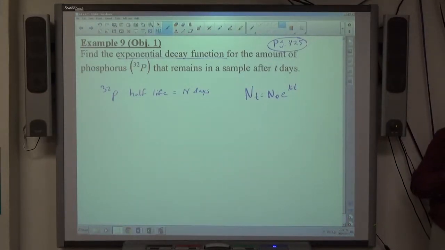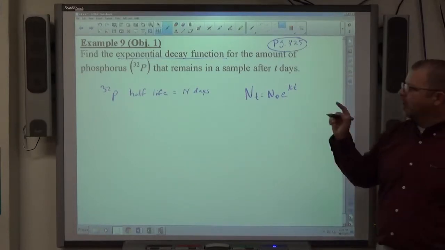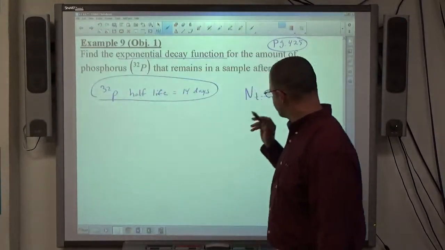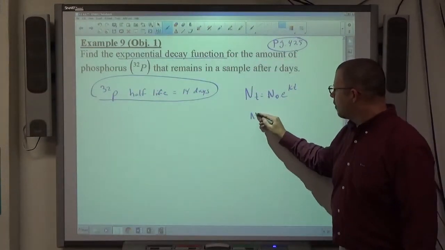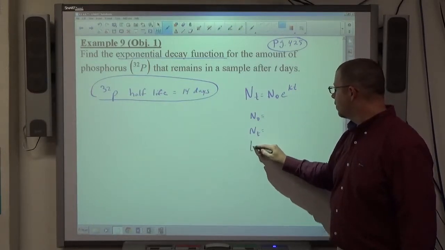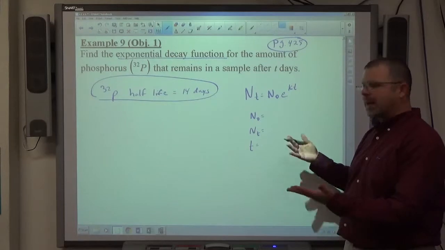The issue here is they didn't tell me anything, right? They gave me nothing. They didn't give me a time, a final amount, an initial amount, anything like that. So when they don't do that, if you're dealing with a radioactive material and you know its half-life, this is how you can figure out some stuff. All right? I'll put N sub 0 equals, N sub t equals, and t equals. Those are the three things. We again want to find k.